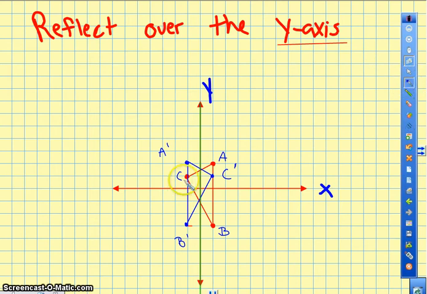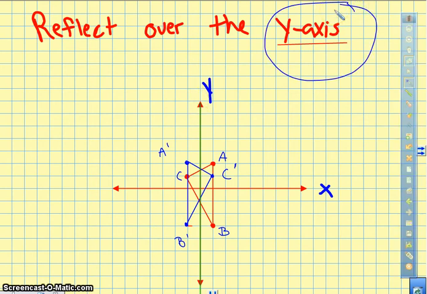If I were to flip it over the x-axis, then I would take each point and I would make it equidistant from the x-axis. So that's why it's important to understand which one you are actually reflecting it over. Okay? Just like in a translation, the shape should remain the same, just in this case, flipped position.